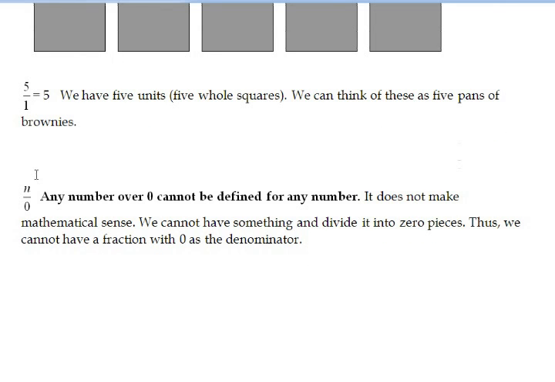Lastly, I just want to point out that we cannot have a fraction with 0 as a denominator. We say that this type of fraction is not defined. It doesn't make mathematical sense because if something exists, we cannot divide it into 0 pieces. So all of these concepts are important related to fractions.